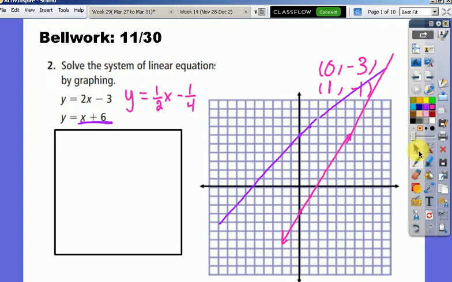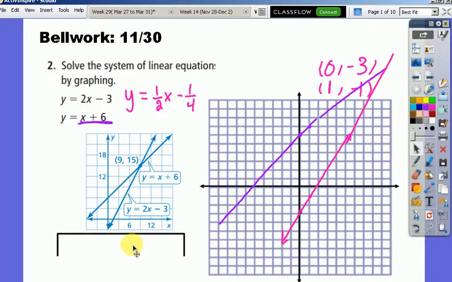So what you'll notice is it meets way up here at 9, 15, right? Yes? Okay, so I would give you a scale so you knew exactly what point that was. Do you have any questions?